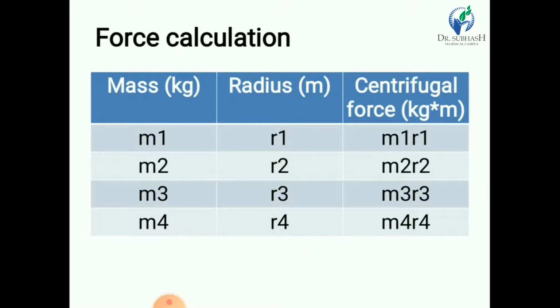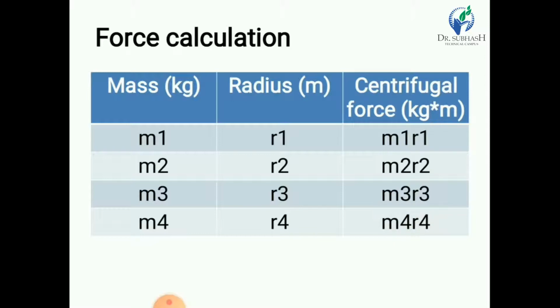So if we calculate centrifugal force in kg into meter, that means m into r, then we obtain the values m1 r1, m2 r2, m3 r3, m4 r4. So we have four centrifugal forces, FC1, FC2, FC3 and FC4. So these are the centrifugal forces.